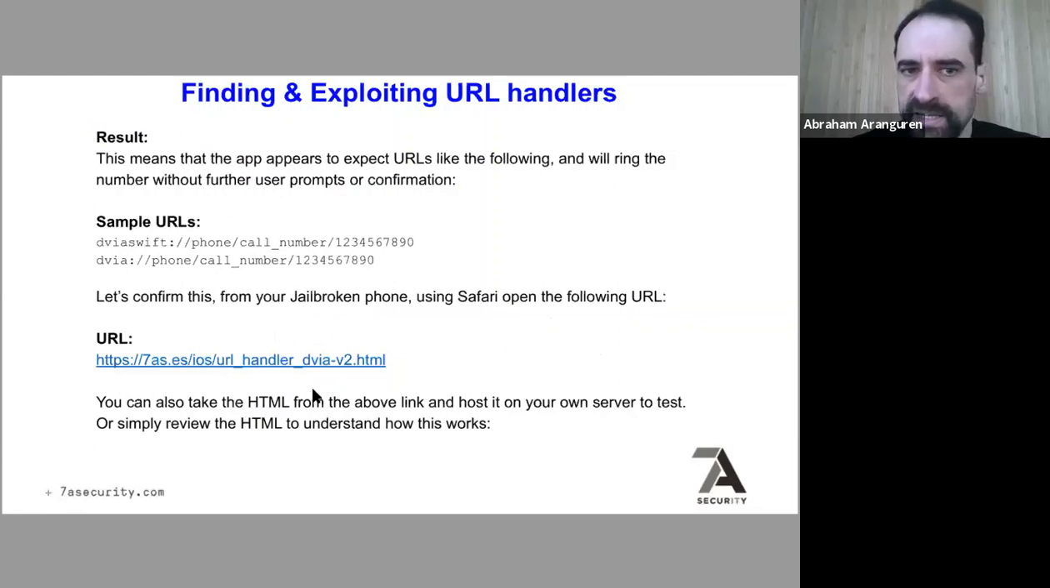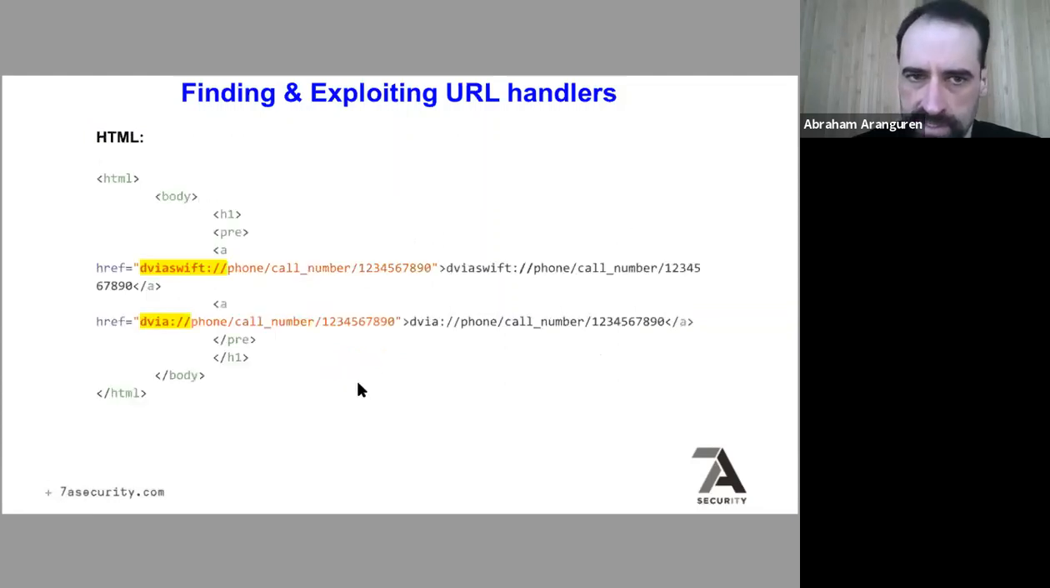If you open this link in Safari, you can then test the application with this. So this is the HTML on that website. One link is going to be dvia-insecure-swift, then phone call number, and then the number. And then the other one is dvia-insecure-app, then :// phone call number and the number.